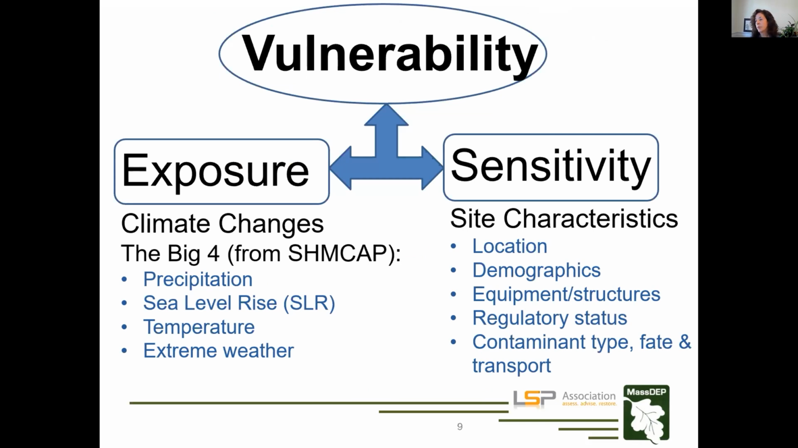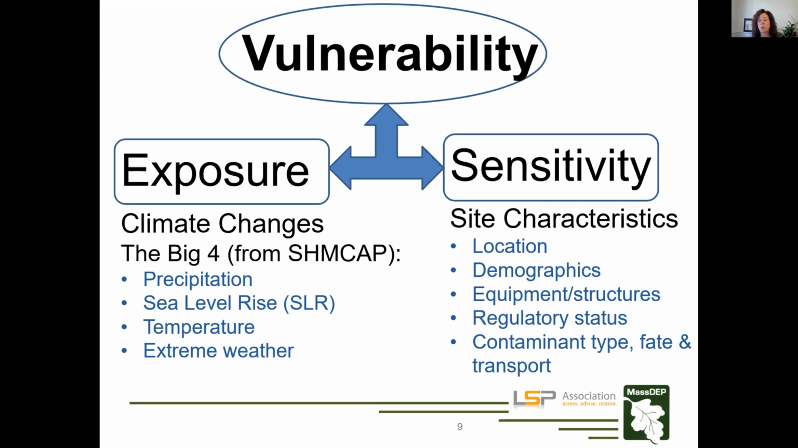You may have seen this from Ken's discussion. This is a flow chart of vulnerability. We define vulnerability in the glossary as the degree to which a system is susceptible to, or the predisposition to be adversely affected by, climate change impacts as a function of exposure and sensitivity, and also adaptive capacity.